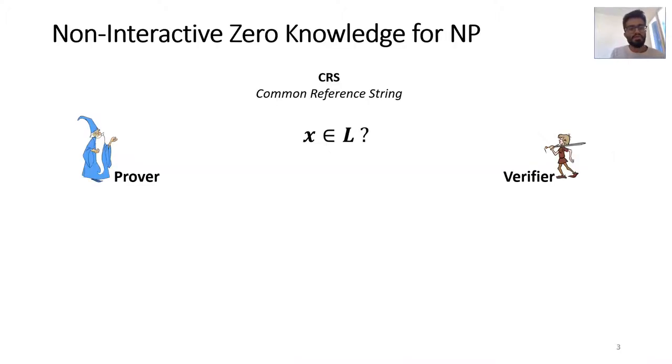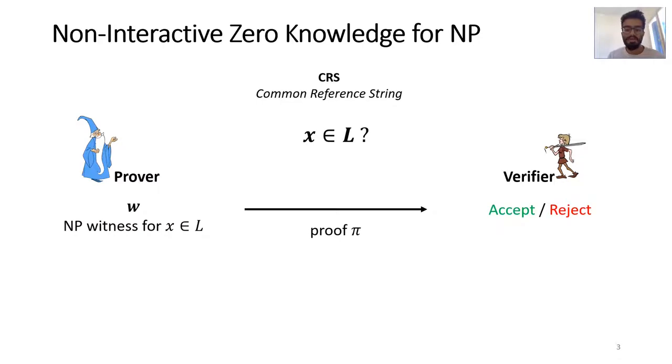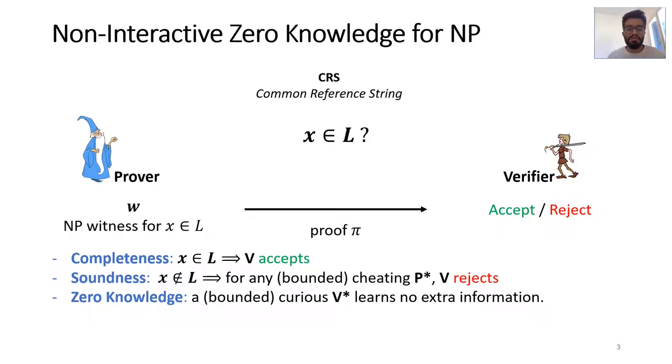So I'm going to start with defining NIZKs. A non-interactive zero knowledge for an NP language L is simply a proof system, where both the prover and the verifier have access to an honestly generated CRS, and the protocol is non-interactive, so it consists of a single message that the prover sends to the verifier. We ask that the verifier is efficient, of course, but we also want that the prover is efficient given an NP witness W for the statement, and we consider the standard completeness, soundness, and zero knowledge properties.